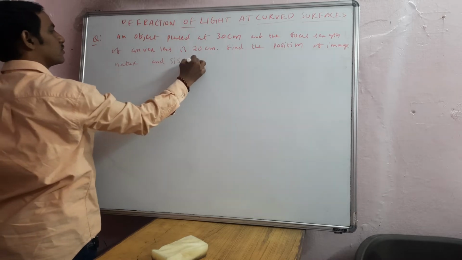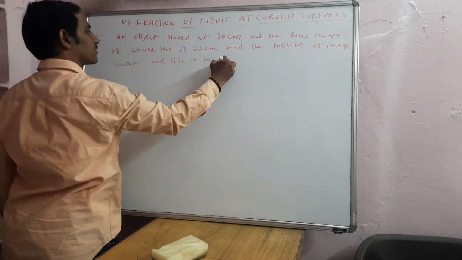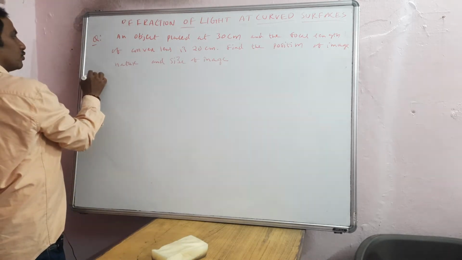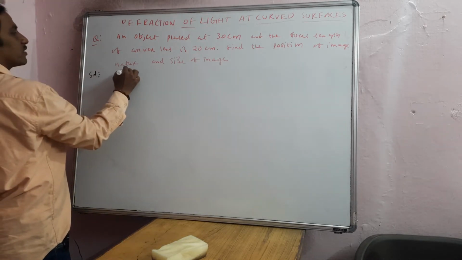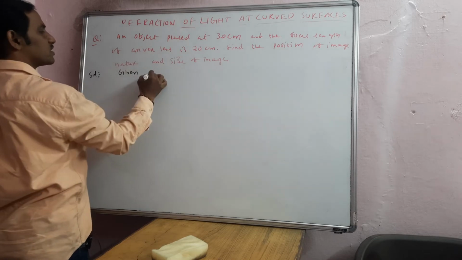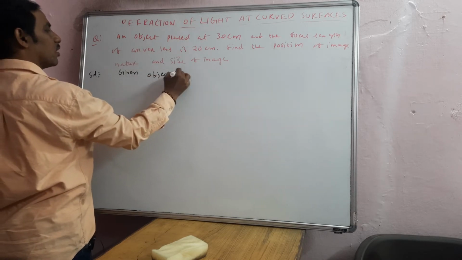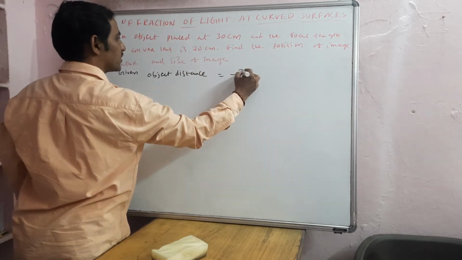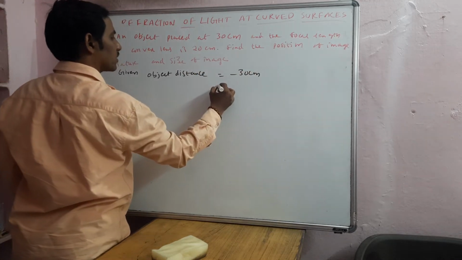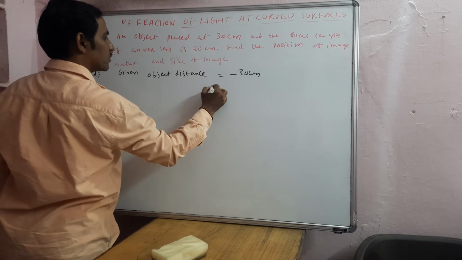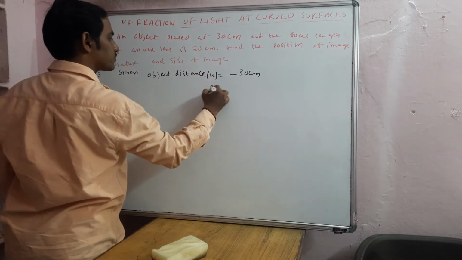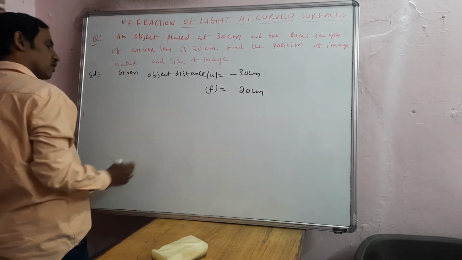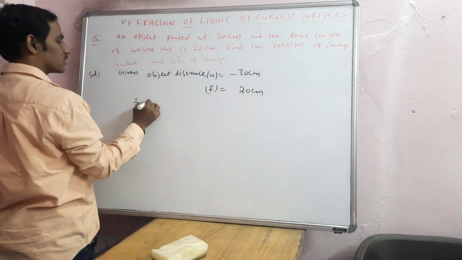So what you have to do? Simply you have to take like this. First of all, you write the solution like this. Given points you write. Object distance, you can write in words. Object distance is minus 30. Focal length for convex is positive. Object distance symbol is U. Focal length is positive for convex lens, and you take the lens formula.